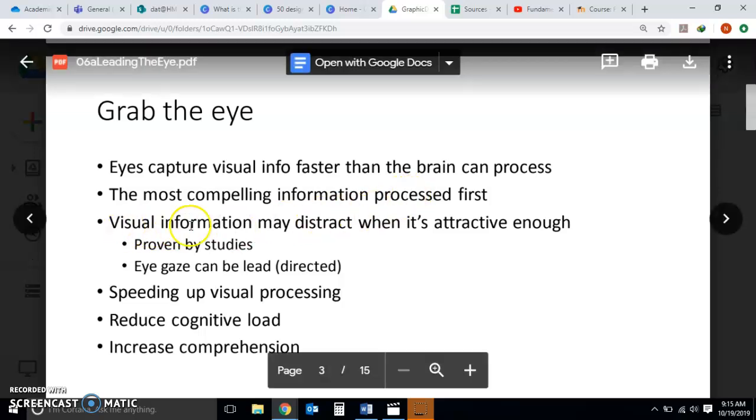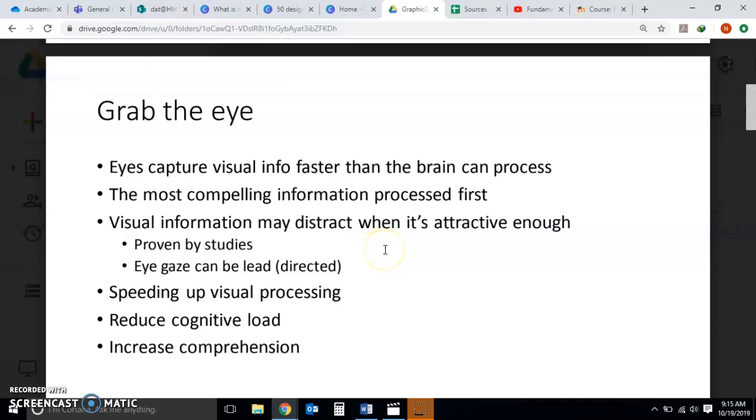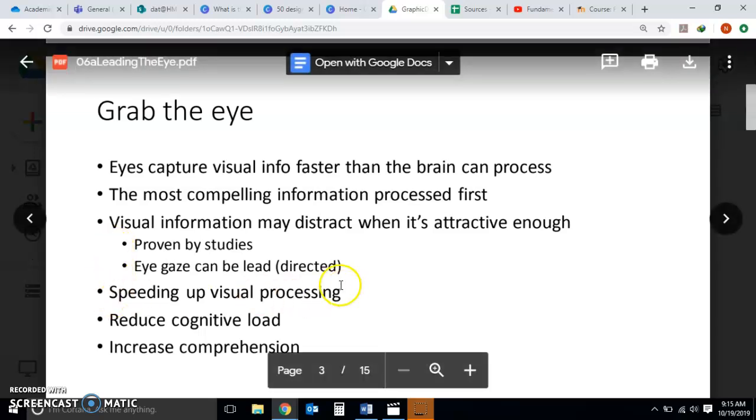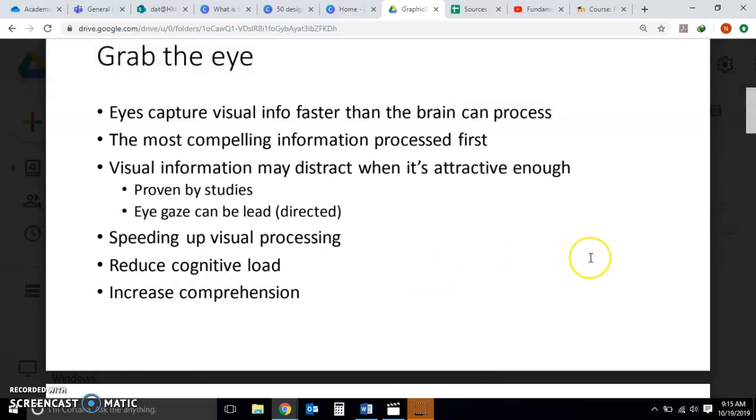Visual information may distract when it's attractive enough, meaning you might want to grab the attention of the viewer or consumer, right? And this is proven by studies. Eye gaze can be led. Even if you show random shapes with random colors flickering like a strobe light, some shapes or combinations of shapes and colors will still attract your attention more than others. So this speeds up visual processing, meaning that when you attract the eye, you have a hierarchy of things inside your layout.